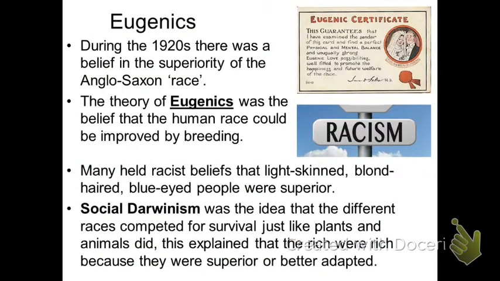Eugenics. Now, we have discussed this previously in some depth, but I do want to make sure that we fully understand this. Eugenics is that right there. Eugenics, the theory was that the human race could be improved by breeding. This was a science, not really. Pseudoscience is the term the book uses, but again, it really wasn't a science. But we'll get to that.